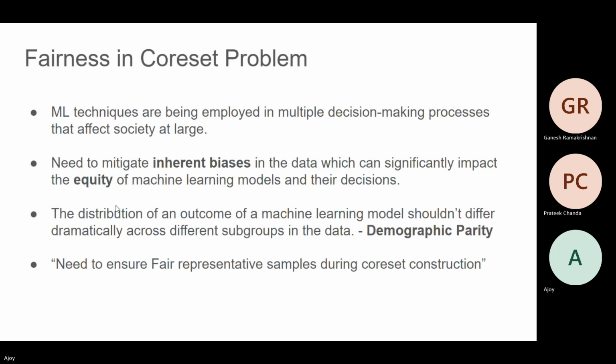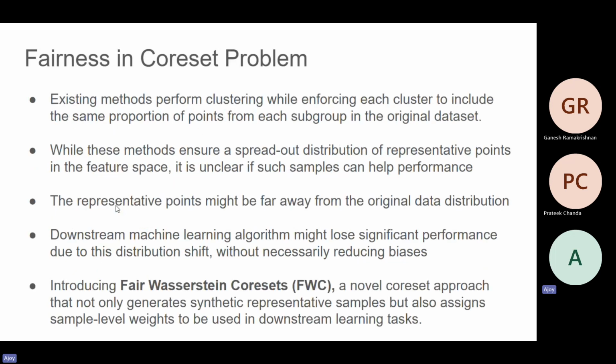This might be a problem during construction of the coreset. So this is the motivation of the paper, and one of the existing methods for ensuring fairness basically clusters the data set into groups based on the demographic divisions and makes sure that all the subgroups are represented.